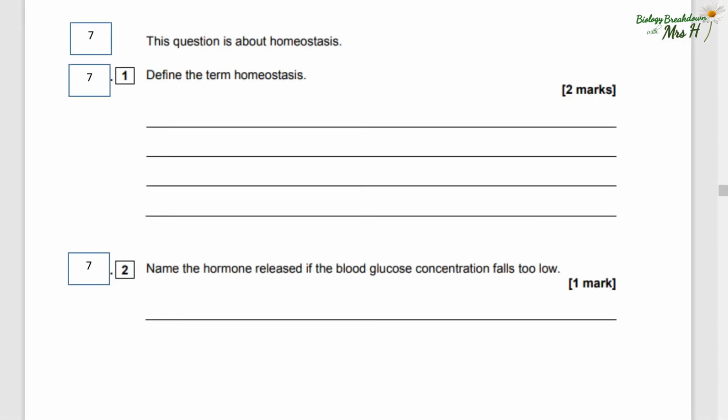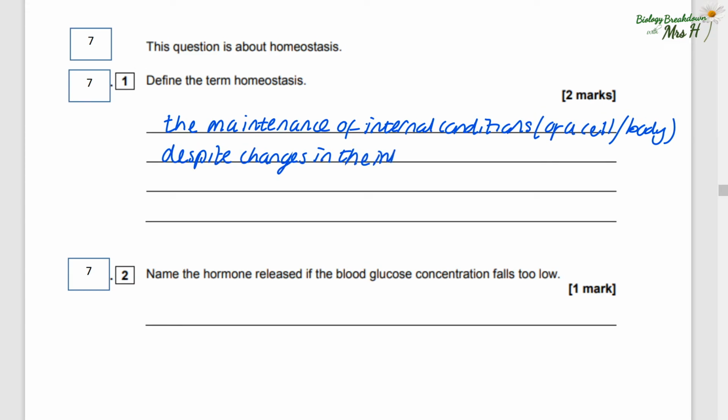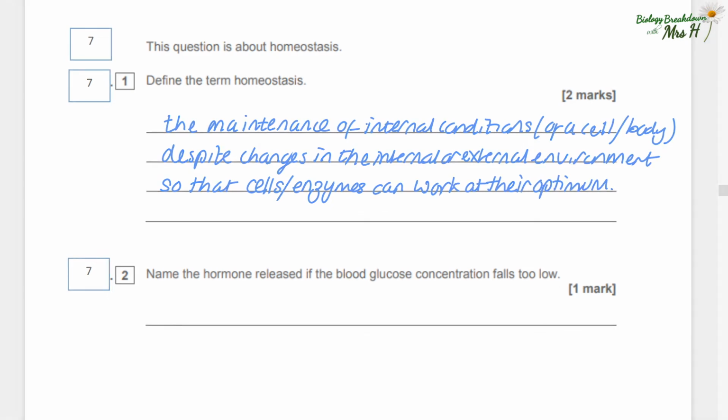This question is about homeostasis. Define the term homeostasis. That is the maintenance of internal conditions of a cell or body despite changes in the internal or external environment, so that the cells or enzymes can always work at their optimum.